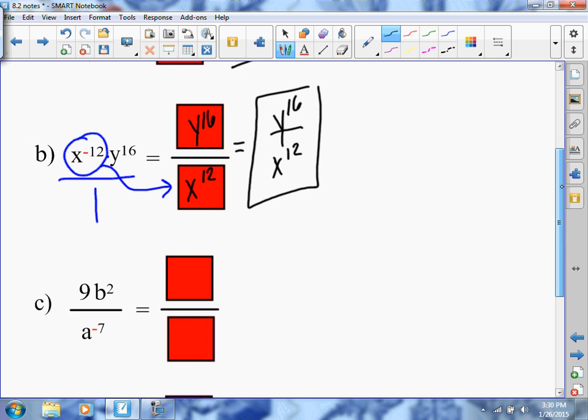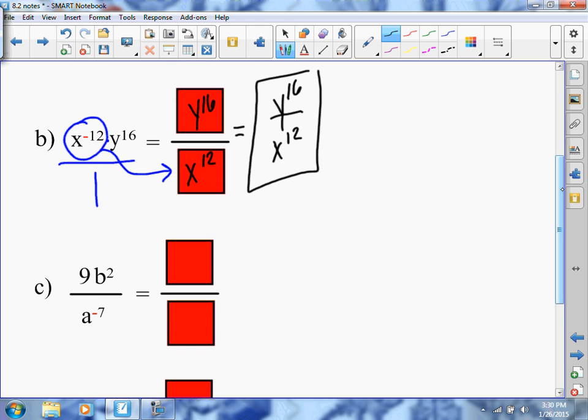Okay, so the main part of these problems is to recognize what's negative and what's positive, what gets moved and what stays. Okay, now part C, I'm guessing that this little guy is going to have an issue when he gets moved too. Yep. Okay, so I'll just continue writing.